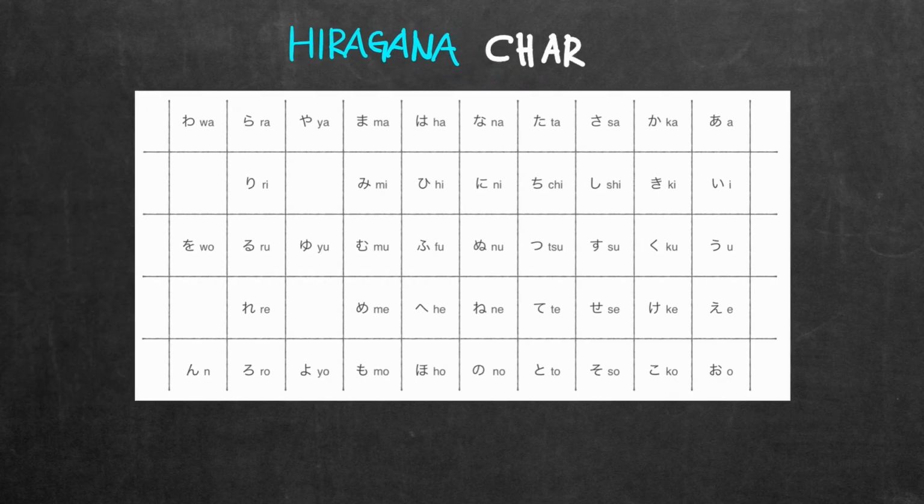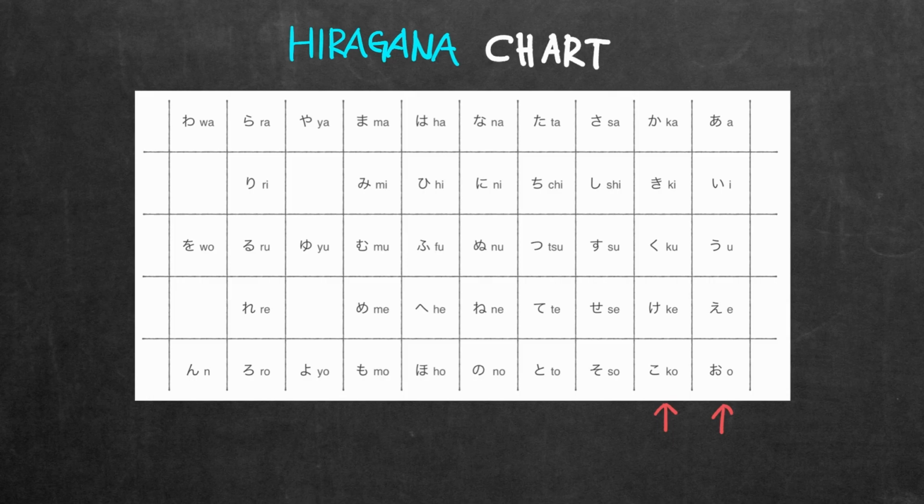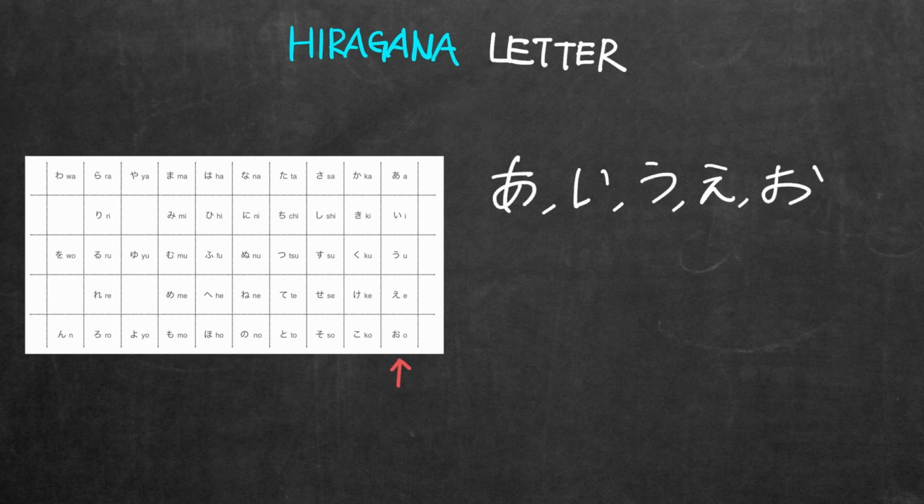This is a hiragana chart. Each row represents vowels while each column represents consonants in the language. The vowels are A, I, U, E, O, while the consonants are K, S, T, and so on. We will first learn the first two columns. These are the letters of the first column. They are pronounced as a, i, u, e, o. The first letter, A. This is how you write them.